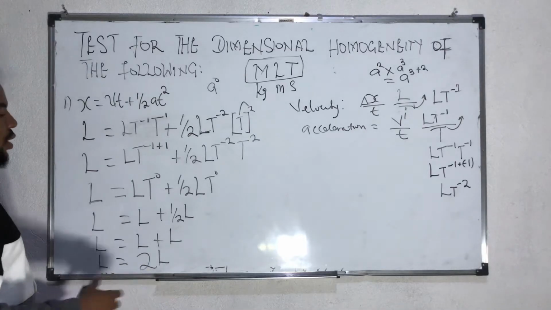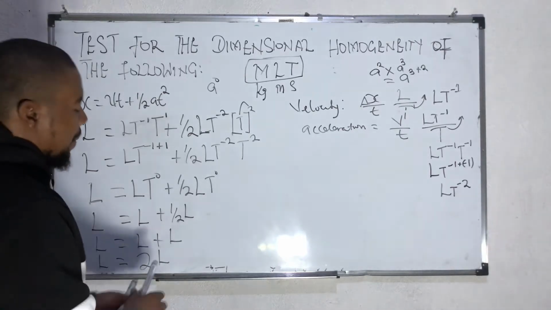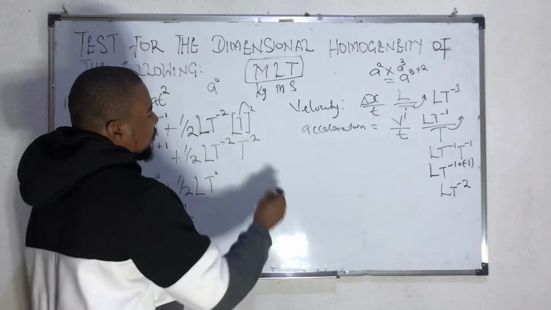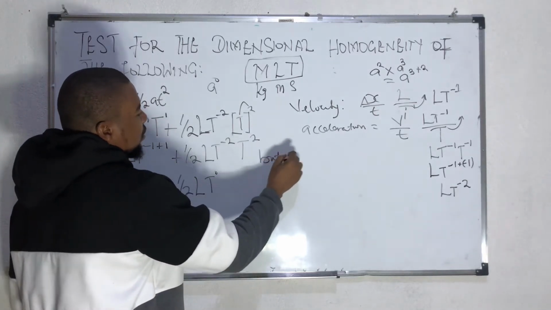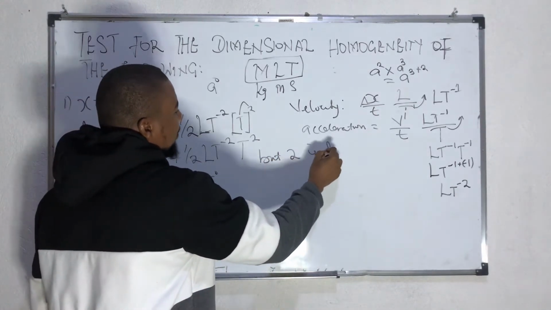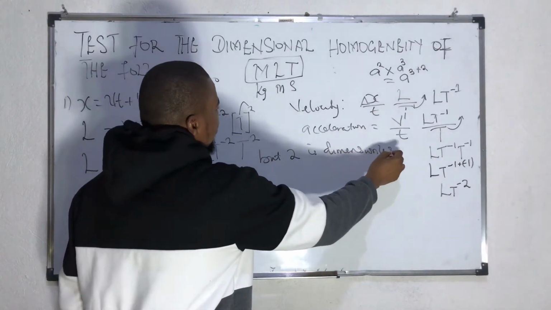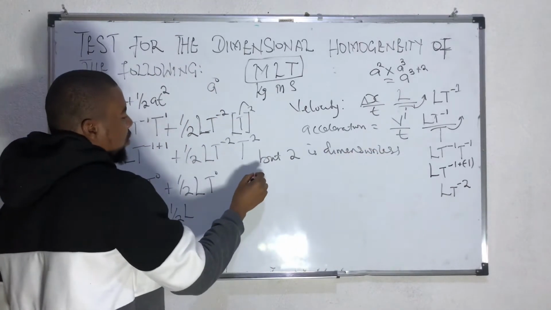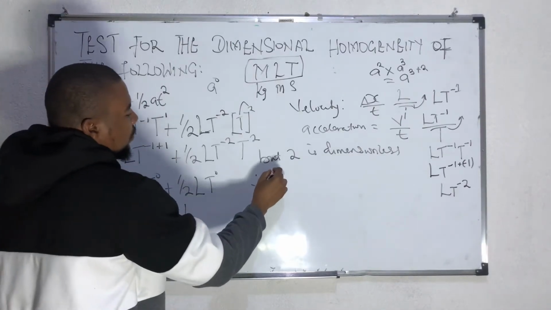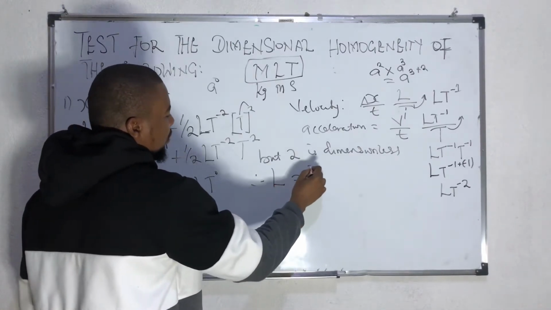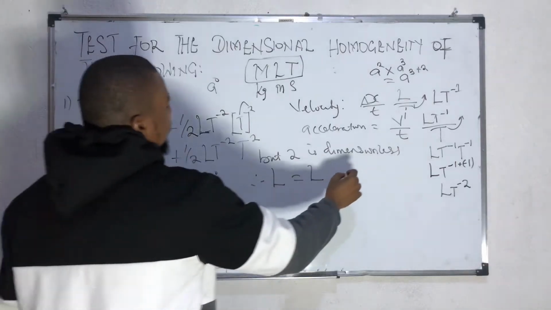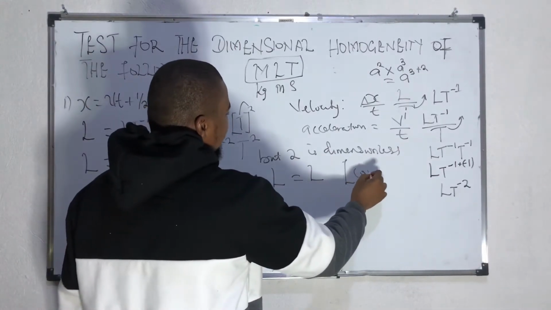So you can say, but 2 is dimensionless. Therefore, L equals L. This you can say it is correct.